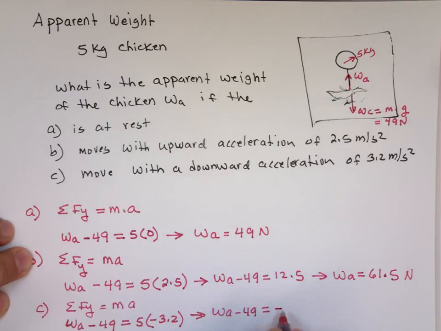You move the 49 to this side. What's negative 16 plus 49? 33? Boy, I lost a lot of weight quickly.